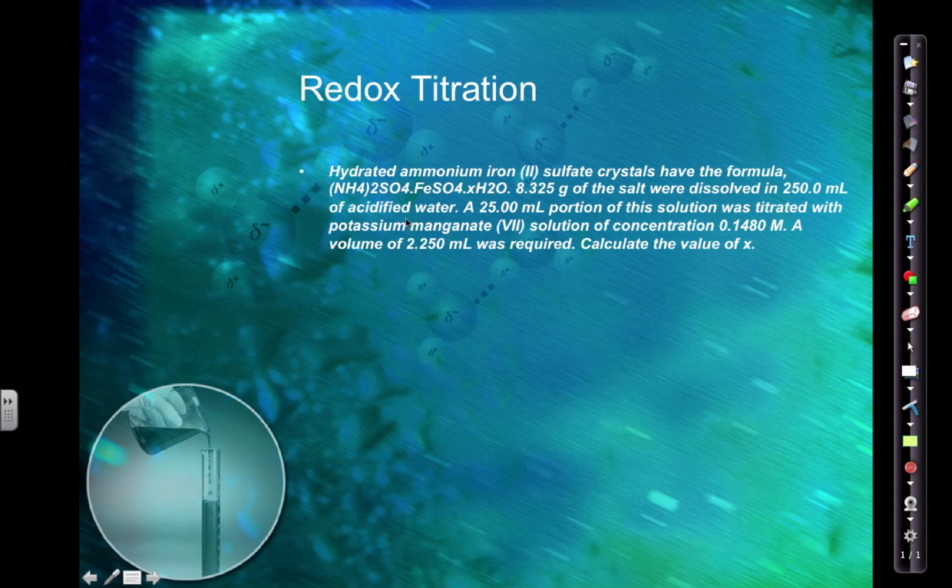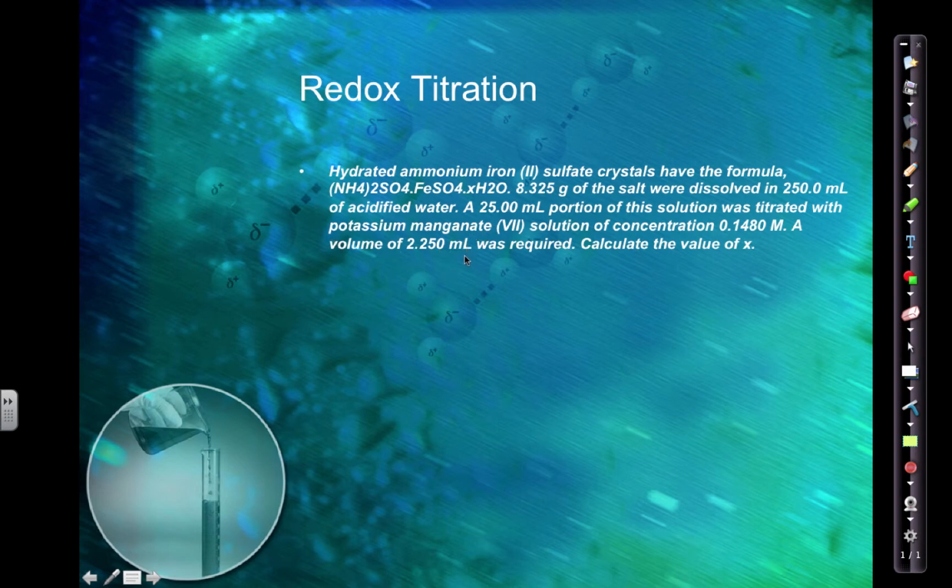Okay, so basically this complex was dissolved into water, 8.325 grams of it, and it was dissolved into 250 mils of acidified water, so there's acid in there to react with it. Only 25 milliliters was used, and we titrate it with potassium permanganate.